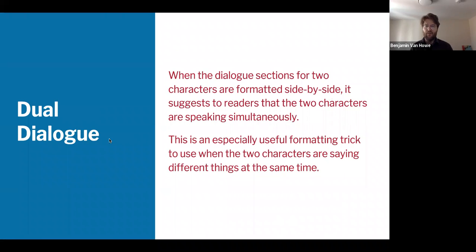You could also have dual dialogue. If 2 characters are talking simultaneously or speaking over each other, you can have them formatted side by side, right next to each other, so that we understand that that's happening. If they're saying different things at the same time, that's a great formatting trick to have them right next to each other. This is something that's often used in the Safdie brothers film we showed. That happens in a lot of their films, as well as Robert Altman, multiple characters speaking at once.